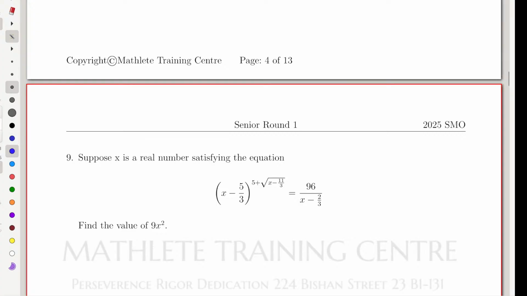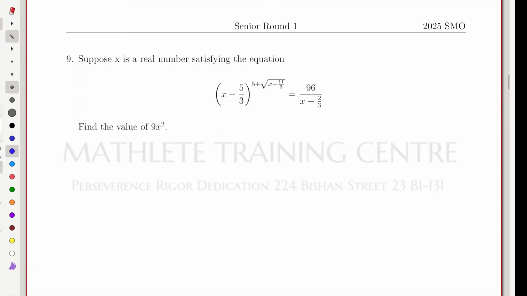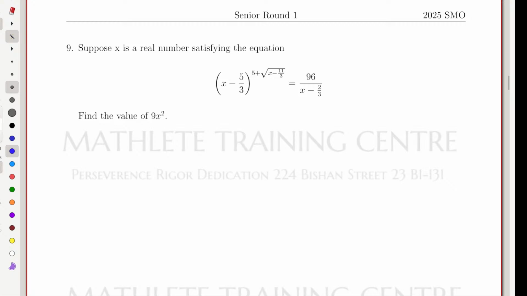Anyway, next one. Question number 9. Suppose that x is a real number satisfying this equation, right? And I want to find the value of 9x squared. Now, this is something that looks scary. And you'll see a common theme throughout this entire round 1, which is that something that looks scary oftentimes is not scary. When I say scary with an exclamation mark, it means that the question is actually easier than you think.